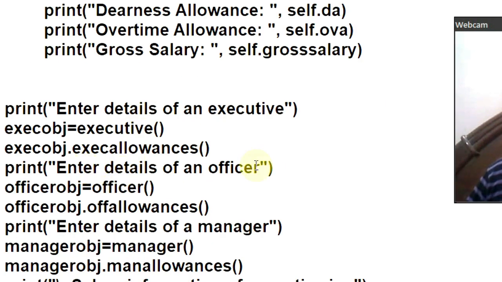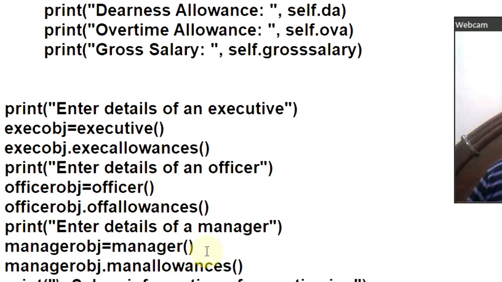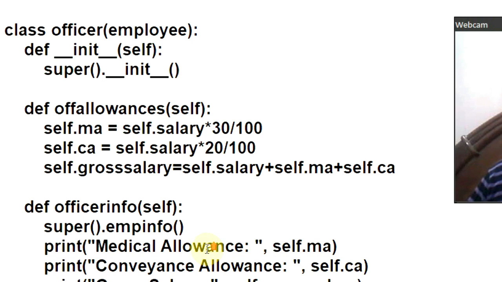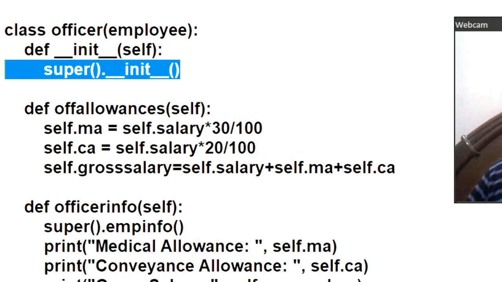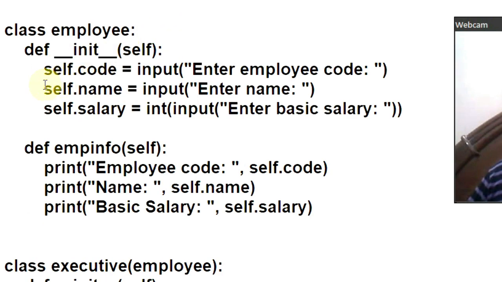The control will jump over here in the main function. You will get a message that please enter the details of the officer. You are making an object officer obj of officer class. Obviously because there are no arguments here, the default constructor of the officer class will be executed. Control will come over here. In the default constructor of the officer class, you are invoking the default constructor of the superclass. The superclass of the officer is employee class. So the control will jump here at the default constructor of the employee class. Again, it will ask for the code, name and salary, and the values entered by the user will be assigned to the code, name and salary attributes.